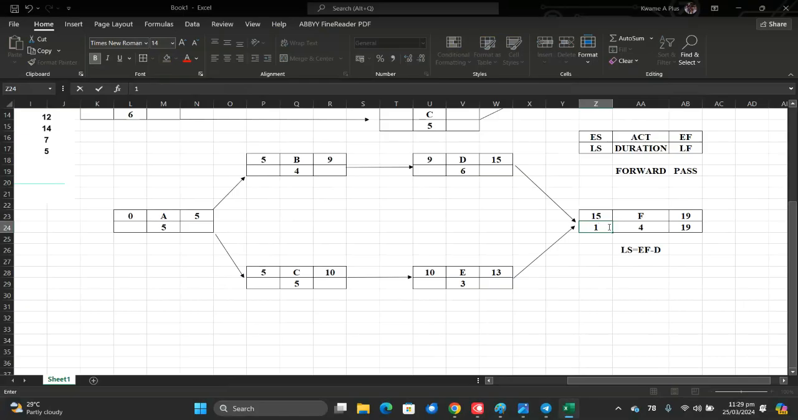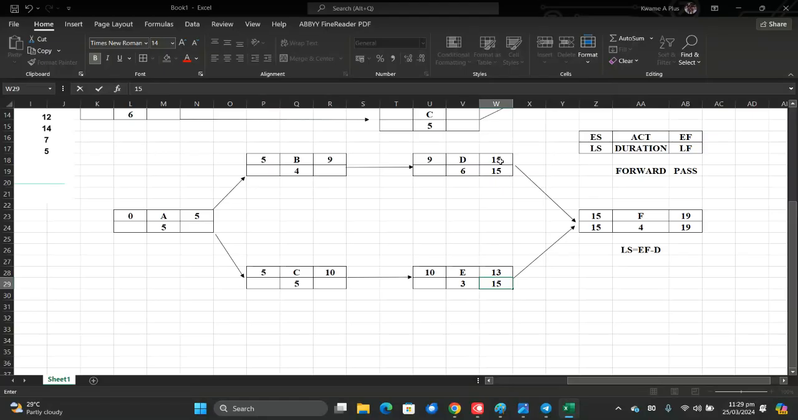15. Yes, so 15 is correct. Between this and this, the latest start is 15. So automatically the latest finish for both of them is going to be 15, and here becomes 15 as well.